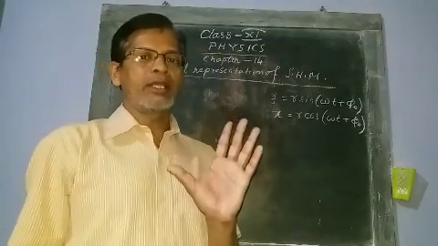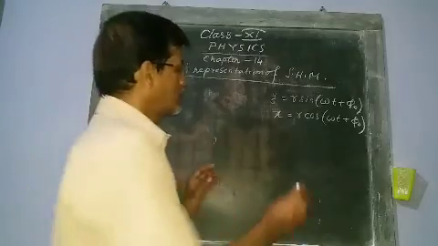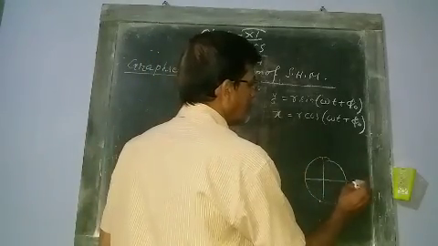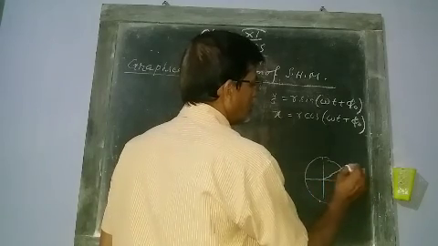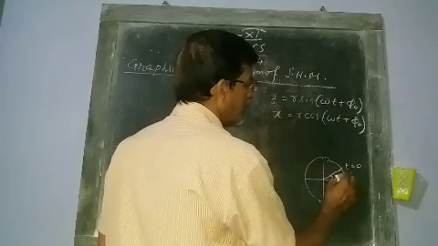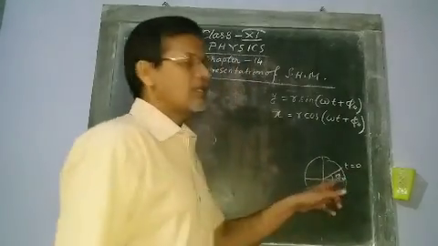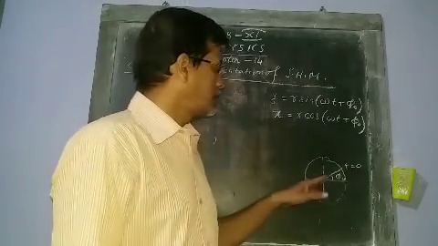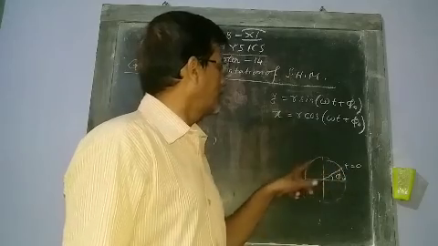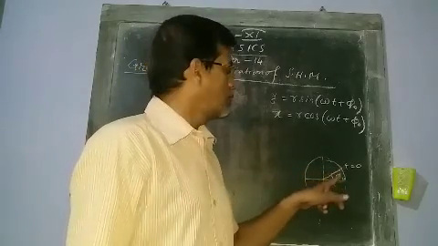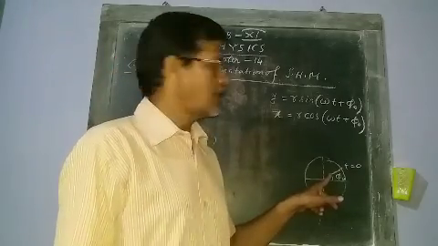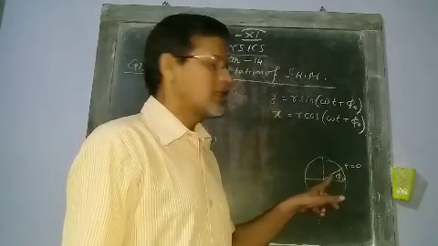Initial phase means suppose time is measured from this place, t equal to 0. So initially there is an angle. This is the initial phase. It is moving this way, but time is measured from this position, so it has already crossed some angle, completed some angle. This is the initial phase. Clear?